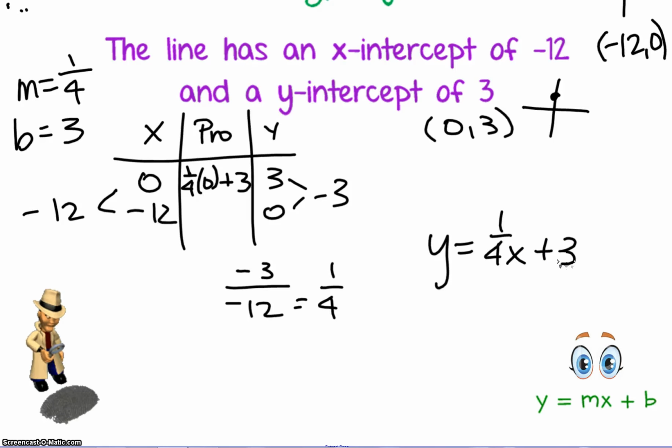Now, I can give you a little hint. If you will put a 0 in for x in your process table, you will automatically find your y because your x will always be a 0. So when you have fractions, it won't be so scary. So there's your equation for that problem.